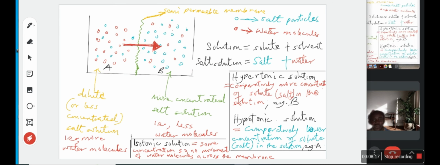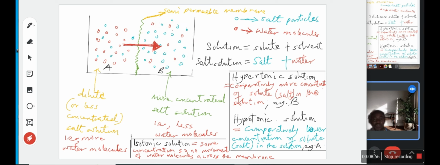So think of A as the potato chip. A is the potato chip. B is the solution that it is dropped into. So the potato chip has fewer salt particles than the salt particles inside the solution. Did you hear me? Potato chip, which is A, has fewer salt particles than the salt particles inside the solution.